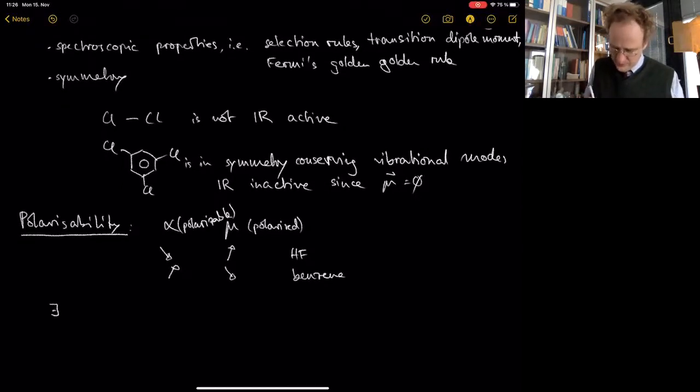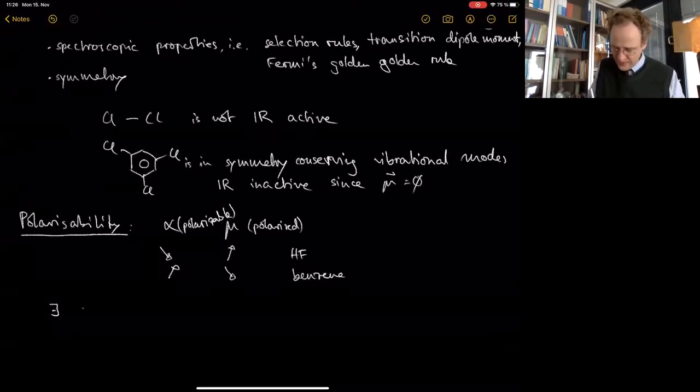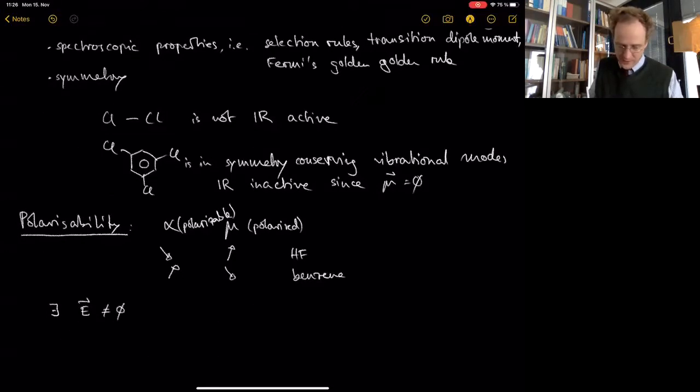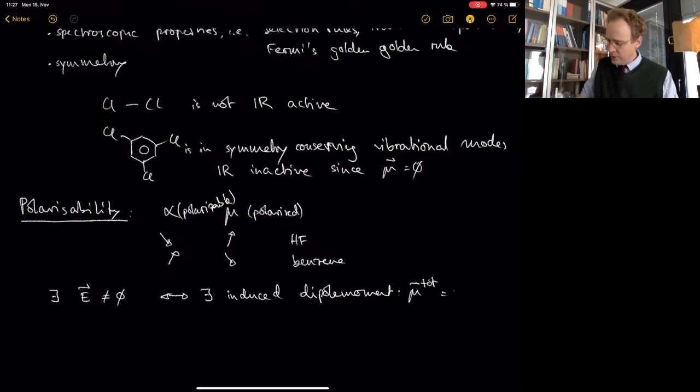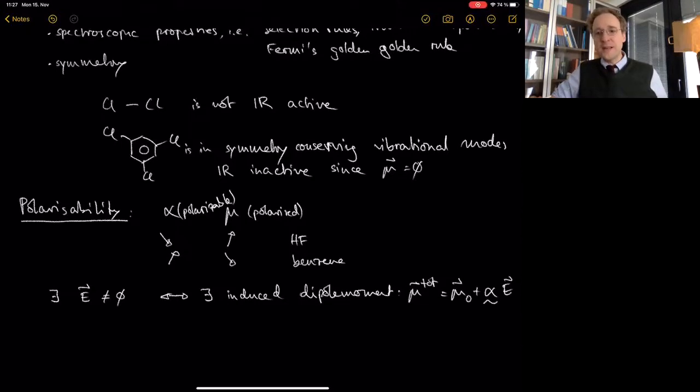So it's an effect you only have in the existence of a field. So there is an external electric field, which is non-zero. Then and only then there's an induced dipole moment. So that means you have a mu tot now, which is your permanent unperturbed dipole moment plus some term. And this term, again, we call the polarizability, and it depends on the external electric field. So the stronger the field, the stronger this effect.